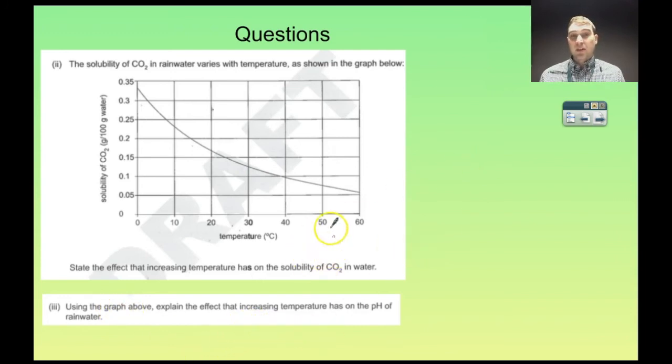Using the graph above, explain the effect that increasing temperature has on the pH. Now, as we're increasing the temperature, we're getting less carbon dioxide dissolved in the water. So if there's less carbon dioxide, it's less acidic, so the pH is going to increase. So as the temperature increases, the level of carbon dioxide will decrease, so the level of carbonic acid will also decrease, so the pH will increase because there's less hydronium ions in there.